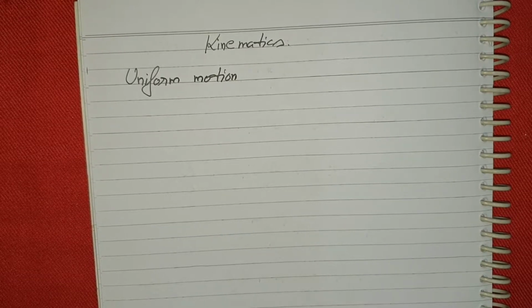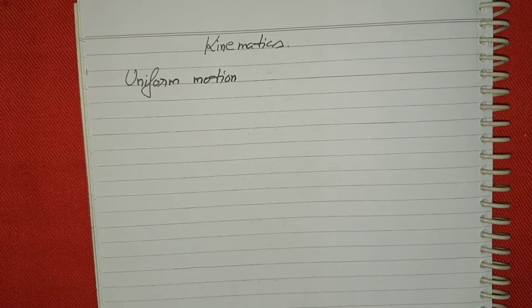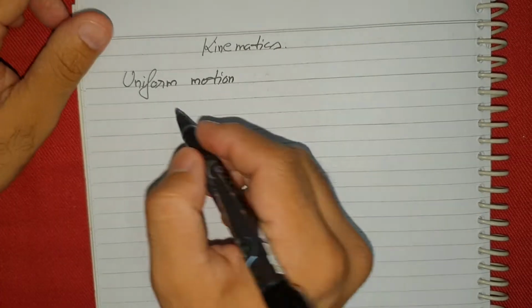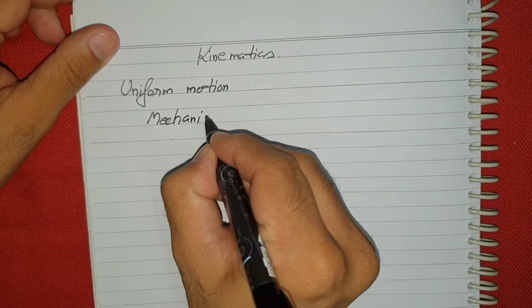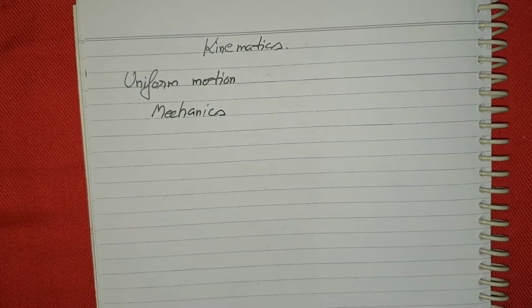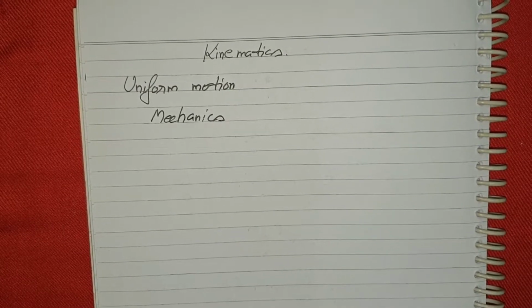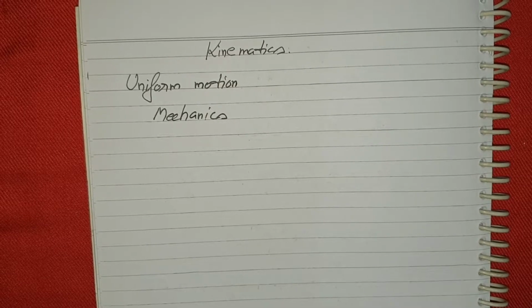Mechanics is basically a branch of physics which deals with the study of motion of material objects. That is called mechanics. Now, again, mechanics is classified into three: statics, kinematics and dynamics.